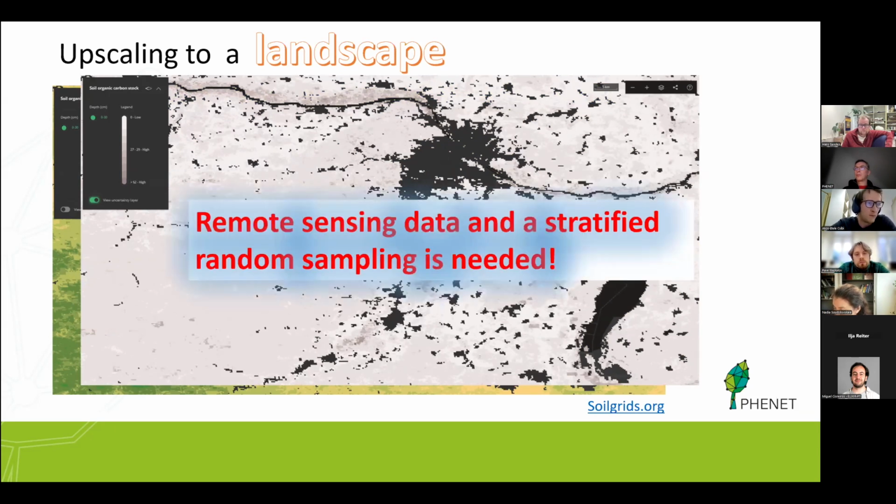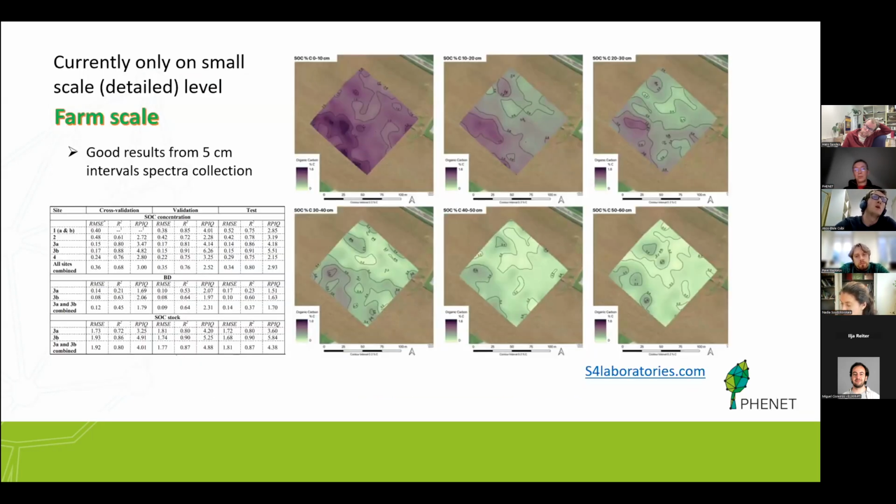luckily we have work package 3 in PHENET, which is providing us with remote sensing data. So with the application of this, we can set up surveying patterns based on a stratified random sampling. But currently, we just have results from small scale, farm scale. These are very good results.